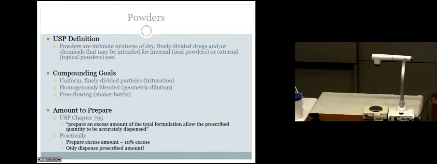They are dry, finely divided. Part of what you're going to be doing today as your procedure is to make sure they are finely divided, and so forth. And they are chemicals or drugs intended for, and this is kind of important for labeling, internal or external use. So a powder can be applied either way.